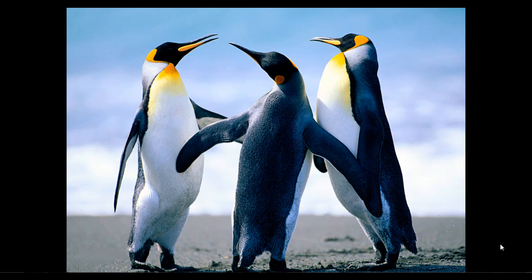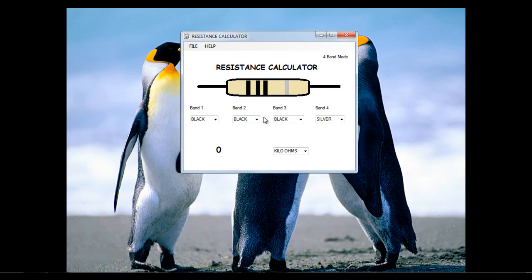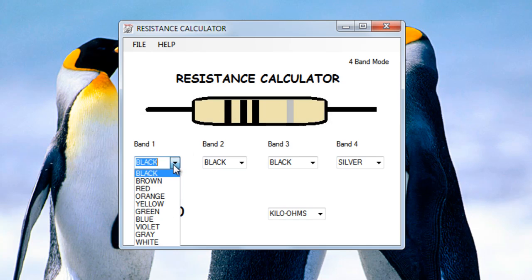In this video I'll explain how to find the resistance of a resistor if you know the color code of the resistance. There are two ways. Either you can find the resistance by putting the colors in this resistance calculator, or you can find the resistance manually if you know the values of individual colors. First of all, I'll tell you the values.